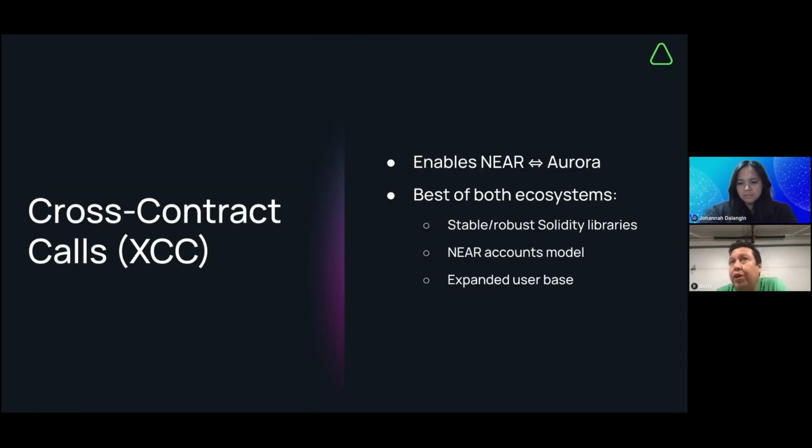The way we do this is we created some libraries, one in Rust, one in Solidity, and these are very robust. We will talk more about that later. You can keep the Near accounts model and have your application with an expanded user base, because with this you can easily interact with contracts in Aurora. If you are on Near, you will be able to add all the Aurora user base to your Near application, or the other way around: you should be able to add the Near user base to your EVM compatible application in Aurora.